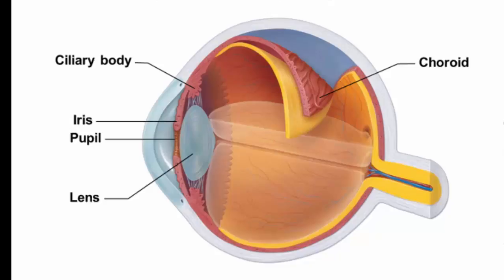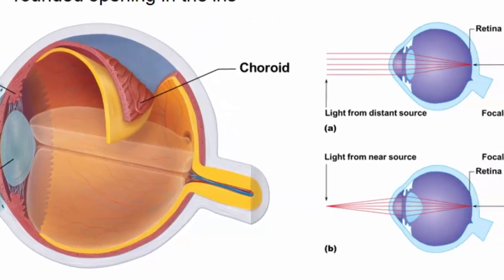The ciliary body is a smooth muscle that is attached to the lens of the eye. And the lens of the eye is another clear structure of the eye, and it is able to change shape.